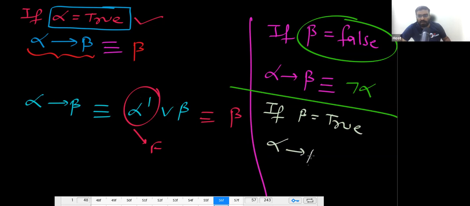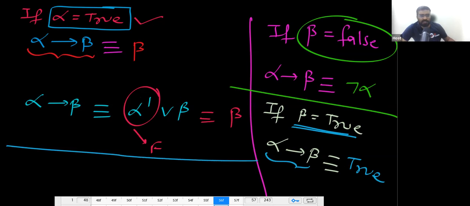If beta is true, what can you say about alpha implies beta? If this beta is true, then alpha implies beta will also be true. And similarly, if alpha is false, then what can you say about alpha implies beta? Alpha implies beta is true. Okay? So, very simple. These points are very important. They can save you a lot of time.